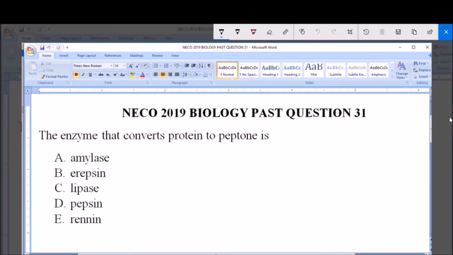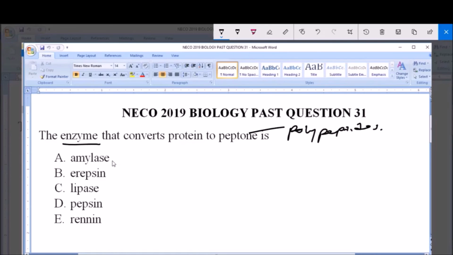I will be answering NECO 2019 Biology Past Question 31. The enzyme that converts protein to peptone is A. Amylase, B. Erepsin, C. Lipase, D. Pepsin, and E. Renin. So we are asked for the enzyme that converts protein to peptone. Now these peptones are polypeptides. Like we know, enzymes are organic catalysts that help to speed up chemical reactions, as they help to speed up metabolic processes in the body.